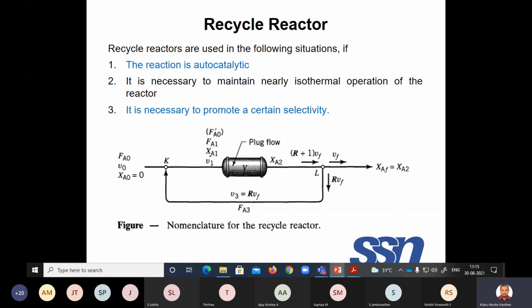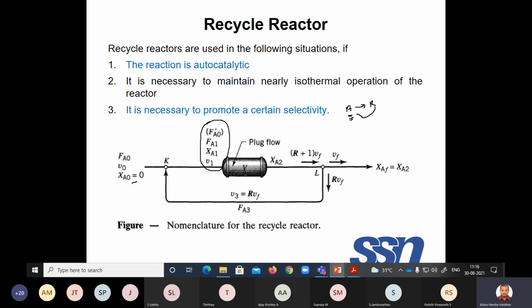So let us assume that A is giving you R. Initially there is no conversion. Finally, some of the converted product will be added here after the product is formed. Initially there is no R present in the feed. Therefore, XA is 0. So what is happening? Let us leave this particular thing for some time.